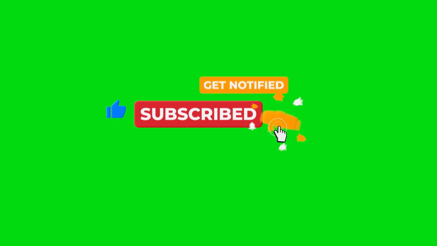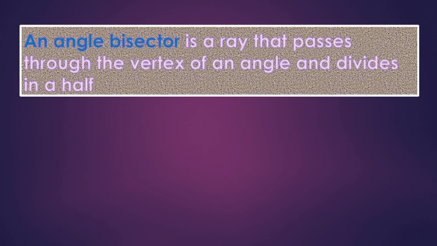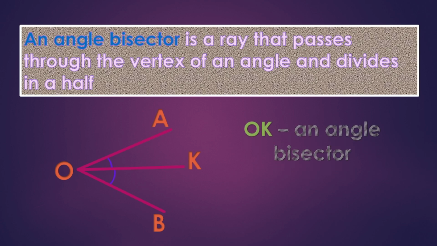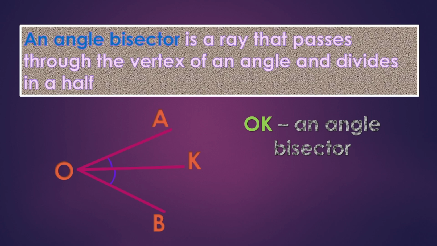Let's look at what an angle bisector is. An angle bisector is a ray that passes through the vertex of an angle and divides it in half. For example, here we have an angle AOB, point O is our vertex, and ray OK is our angle bisector. Why? Because it divides this angle into two equal angles. In mathematics, we denote equal angles with brackets like this.